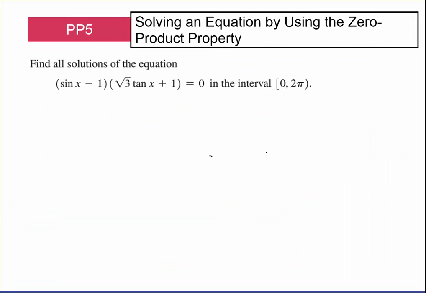Alright, so let's go for it here. So this is normally how we see it. Find all solutions of the equation, and there's some equation there, and then you're always given an interval. And that interval not only restricts your domain, but it tells you what the answer would look like. Is it degrees or radians? So if you see 0 degrees to 360 degrees, you know you're in degrees.